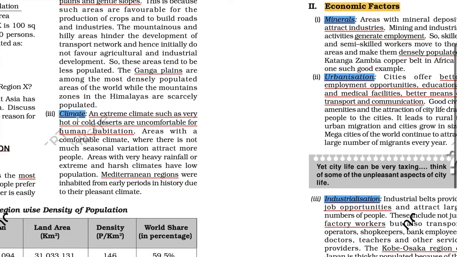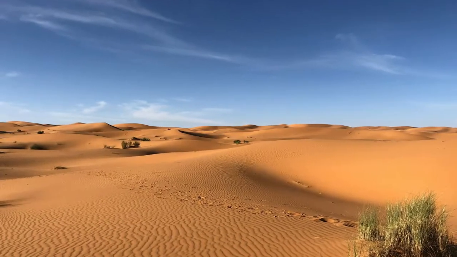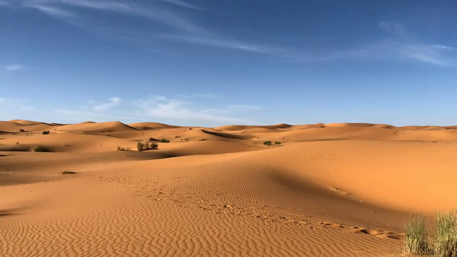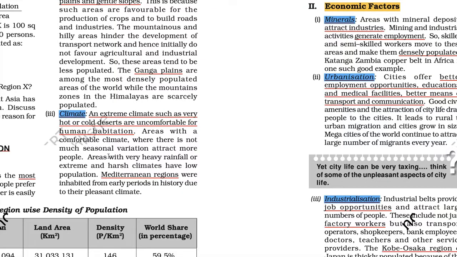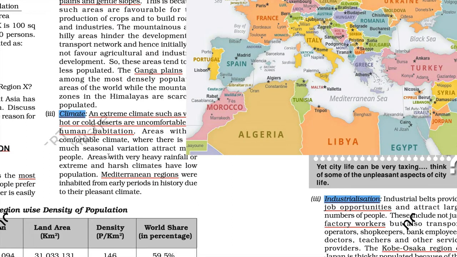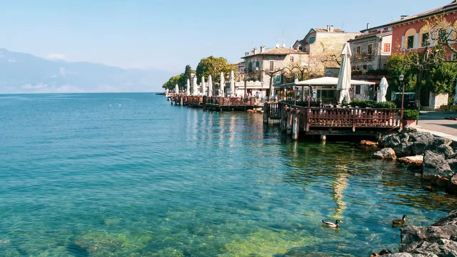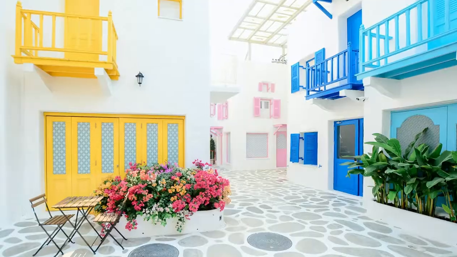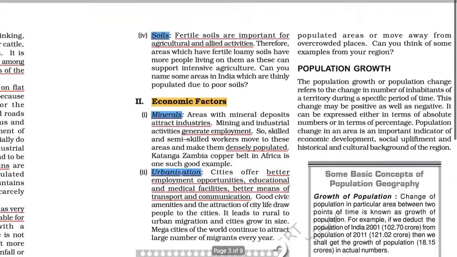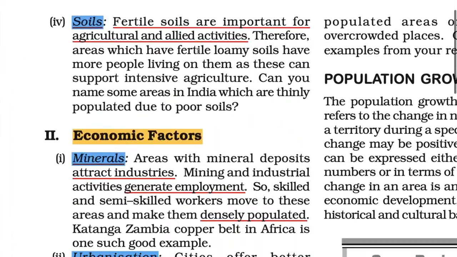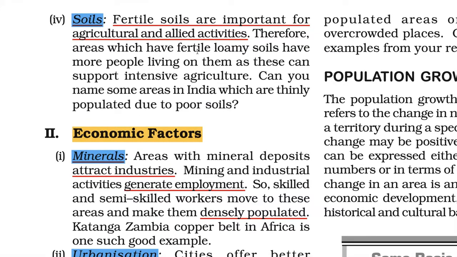Next important factor is climate. People generally stay away from extreme climates, which are very cold or very hot, like the one in the Sahara Desert, Russia's polar regions, or Antarctica. On the other hand, places with pleasant climate attract a lot of people. A great example would be the Mediterranean region. Basically, all the countries surrounding the Mediterranean Sea, like Spain, Italy, Greece, France, they are on the travel bucket list of most people. Next up is soils. Fertile soils are very important because they offer optimal land for agricultural and allied activities. They boost the productivity of the land and consequently the income of the people engaged.